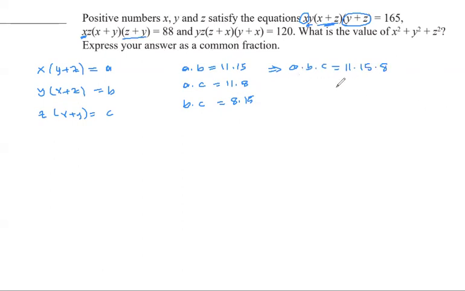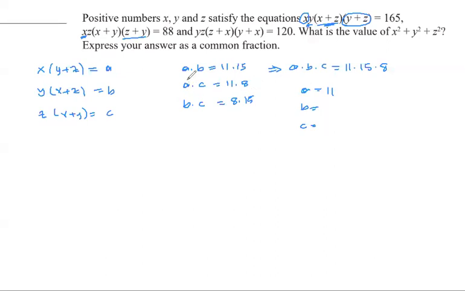So now we have abc. Since we know ab, we can find each variable as well. So from there, if I divide this equation by bc, 8 times 15, then you will get a to be 11, right? And then I can find b and c as well.